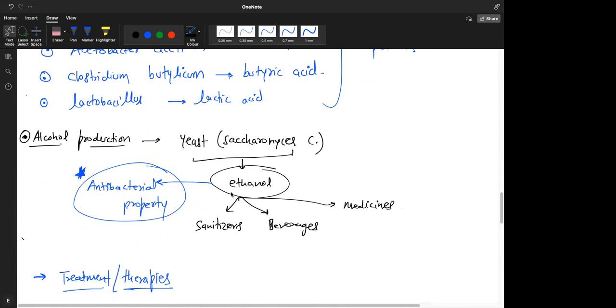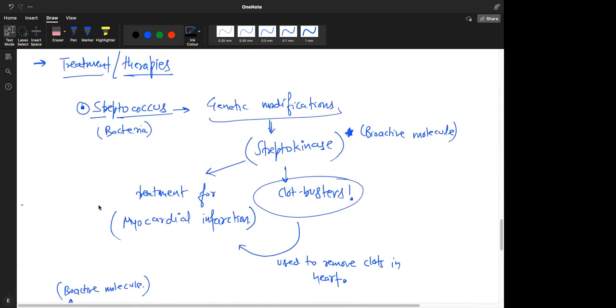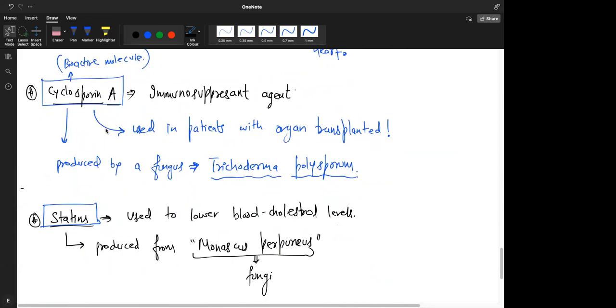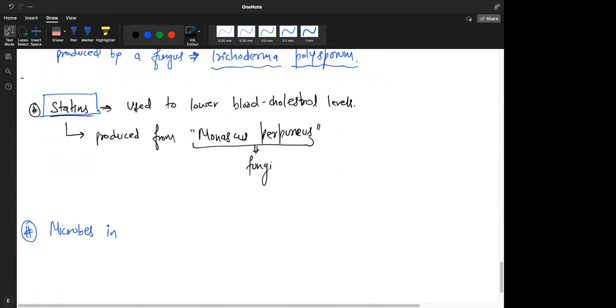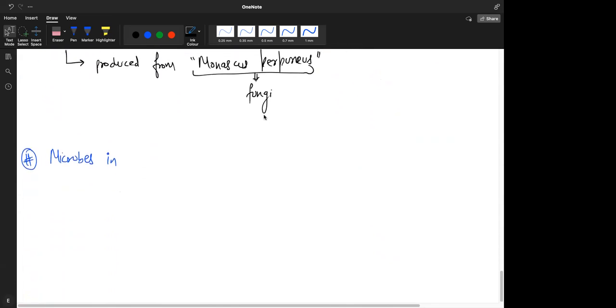Or I can say how it does not allow bacteria to grow in it. So it can be used for sanitizers, beverages, and medicines. Then for treatment and therapies, there is Streptococcus, through which we get Streptokinase, which is a bioactive molecule used as a clot buster to treat myocardial infarction. Or cyclosporin A, which is an immunosuppressant agent given to patients with organs transplanted, and it's produced by a fungus called Trichoderma polysporum. Then statins, again by a fungus Monascus purpureus, used to lower blood cholesterol levels. Is it clear till here, everyone? Yes, sir.